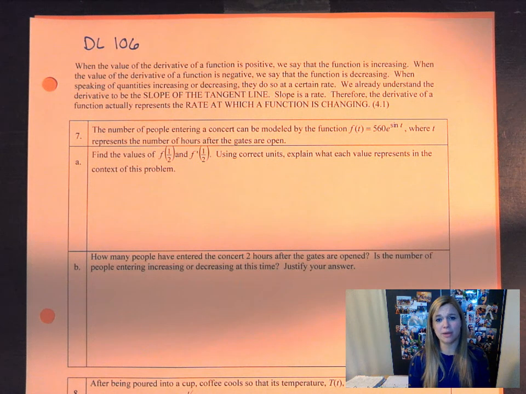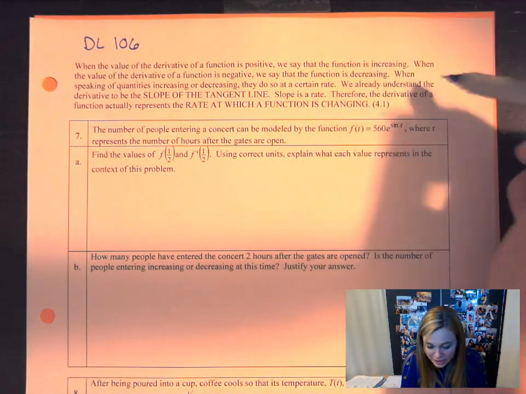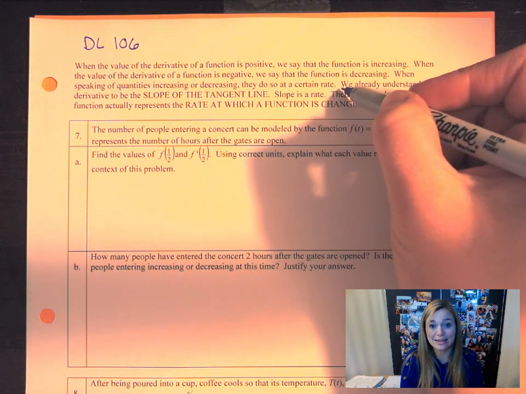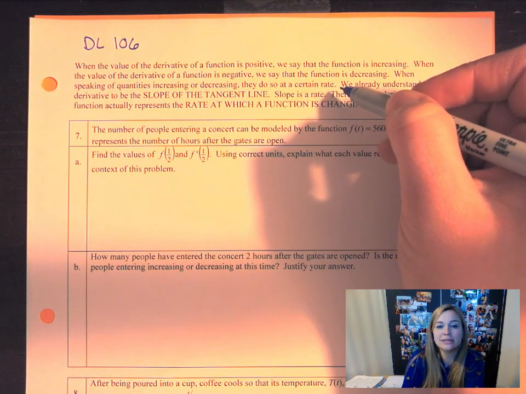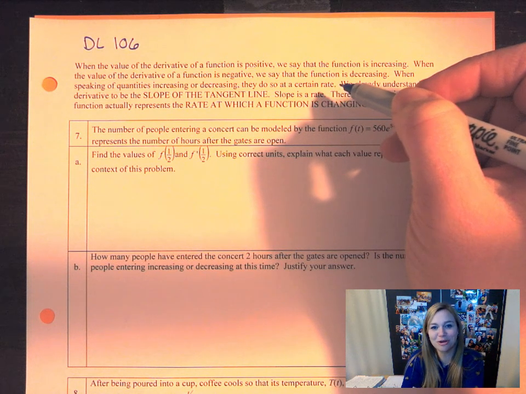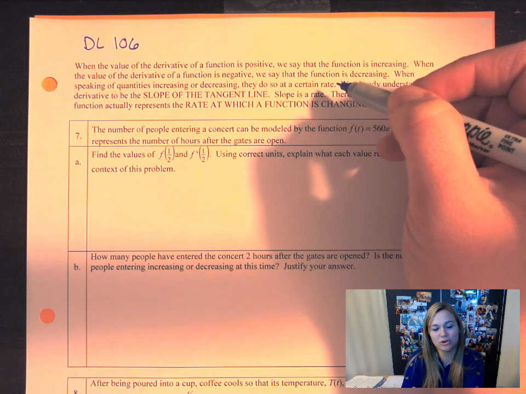But what I'm going to talk about and what we're going to use in the future is what does this mean in context? So if you have a problem involving words, what does that mean? So in here it says when speaking of quantities increasing or decreasing, they do so at a certain rate. So this actually has real world implications.